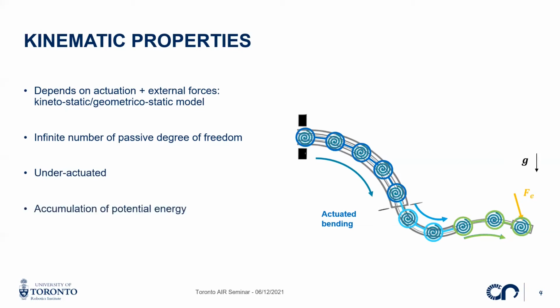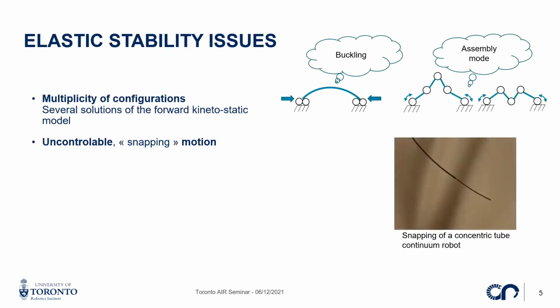And because it's flexible, during its motion, the robot will deform and accumulate potential energy. So you can imagine having torsion springs at each of these revolute joints along the structure. Due to all of these properties, one particularity of continuum robots is that they can have elastic stability issues.